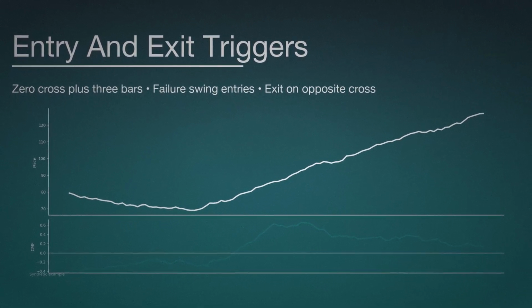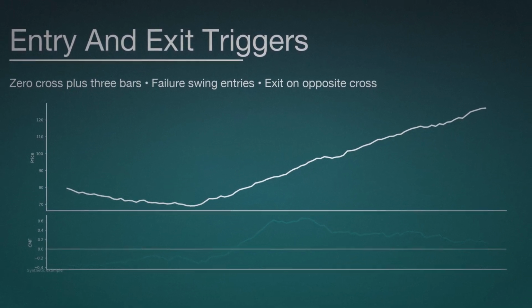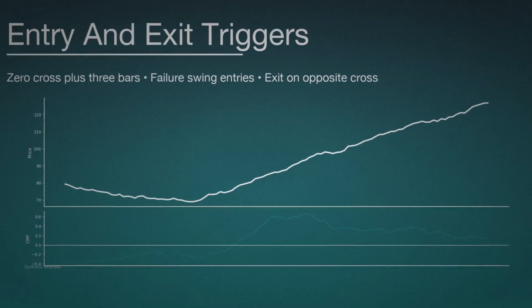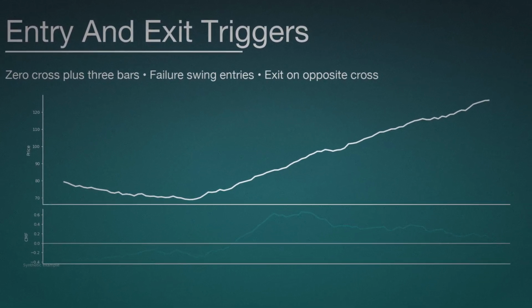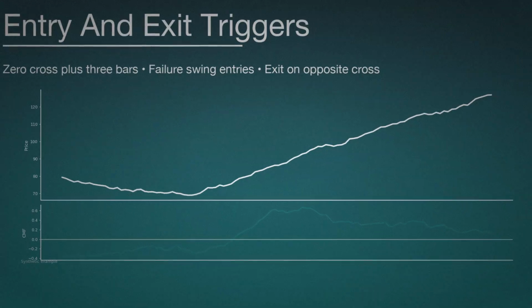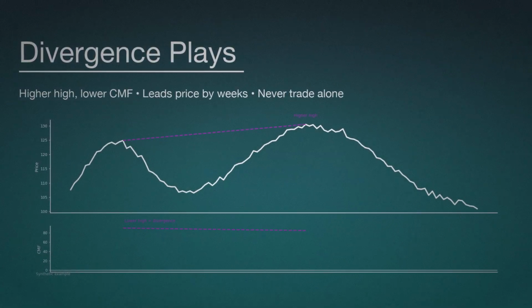A second signal, failure swings. If CMF dips toward 0 but refuses to cross, then thrusts back to fresh highs, that's accumulation defending a pullback. Exit when CMF crosses back through 0 in the opposite direction, or when it diverges from price for 5 or more bars. Divergence is where CMF earns its keep.